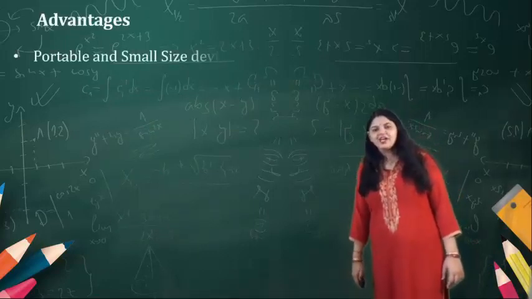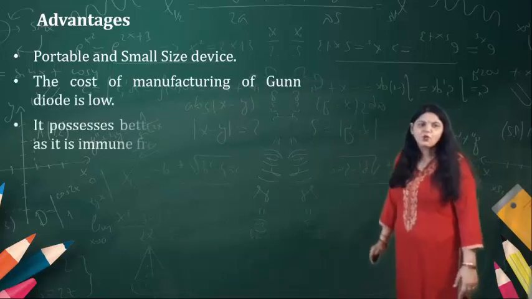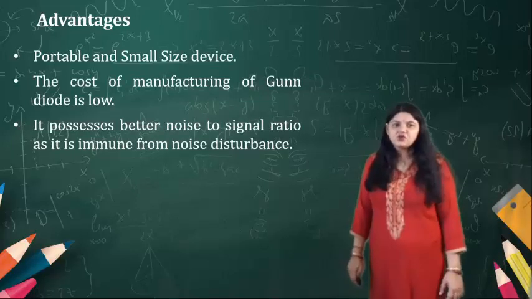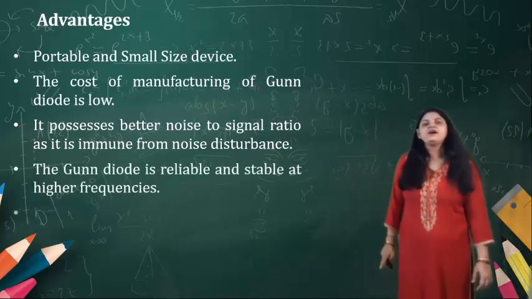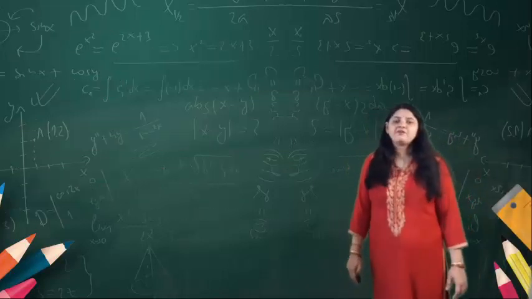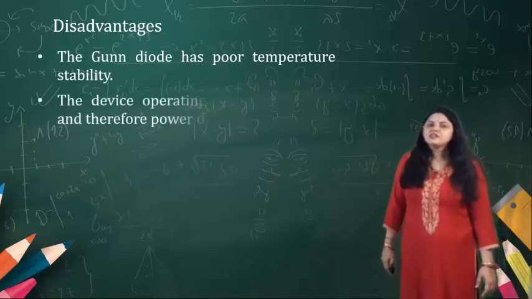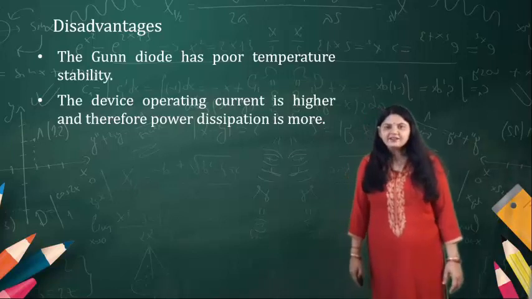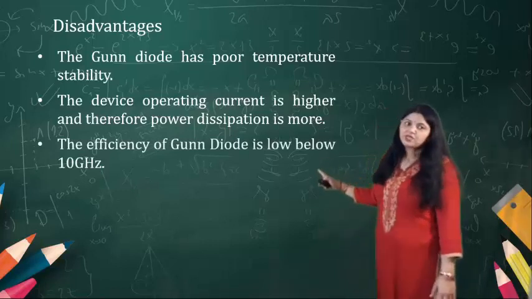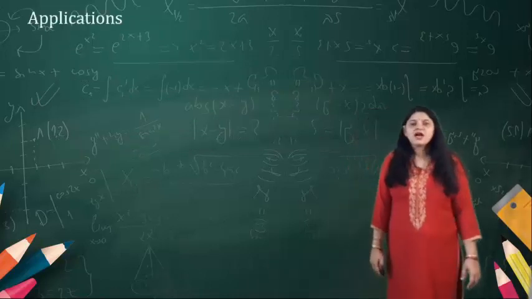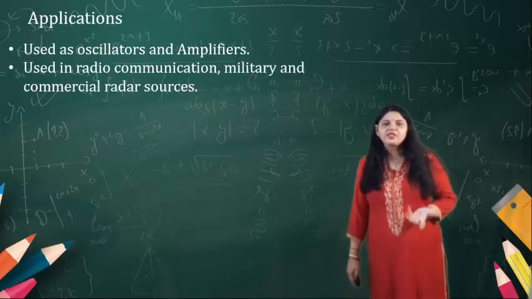The various advantages of the diode are that it is a portable, small size device. The cost of manufacturing is low. It possesses a better signal to noise ratio and is immune to noise disturbances. The Gunn Diode is reliable and stable at higher frequency. It has a high bandwidth of operation. The disadvantages of the Gunn Diode are poor temperature stability and higher operating current, and that is why the power dissipation is more, and the frequency of the Gunn Diode is low, below 10 GHz.